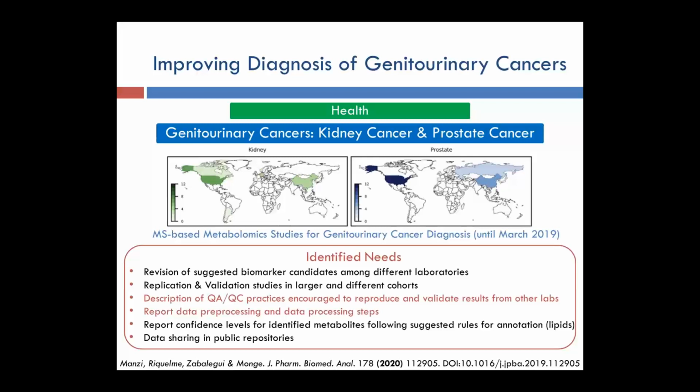So a couple of years ago, we revised the literature with my group members, and we summarized in a review article, after reading all the literature, focused on mass spectrometry-based metabolomic studies that were aiming at improving the genitourinary cancer diagnosis. We summarize here in these two maps, these two figures, the countries in which research groups have put effort into finding potential biomarkers for disease diagnosis. This corresponds to the scenario until March 2019.